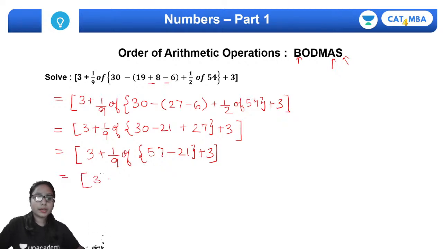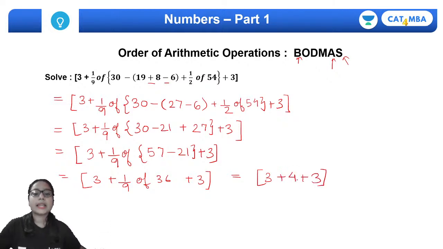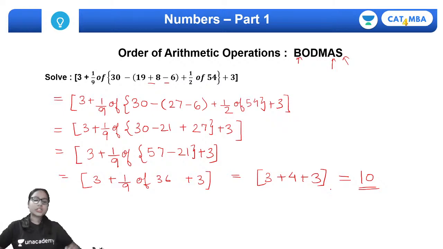Further, this would be 3 plus 1 upon 9 of. Now, if you solve this subtraction inside the curly bracket, we get 36 plus 3. Now we'll operate this operator, which is off. So I get 3 plus 4 plus 3. 1 by 9 of 36 is 4, which if I simplify is equal to 10. So this is the order in which we can simplify the equation using BODMAS. I hope this is clear.